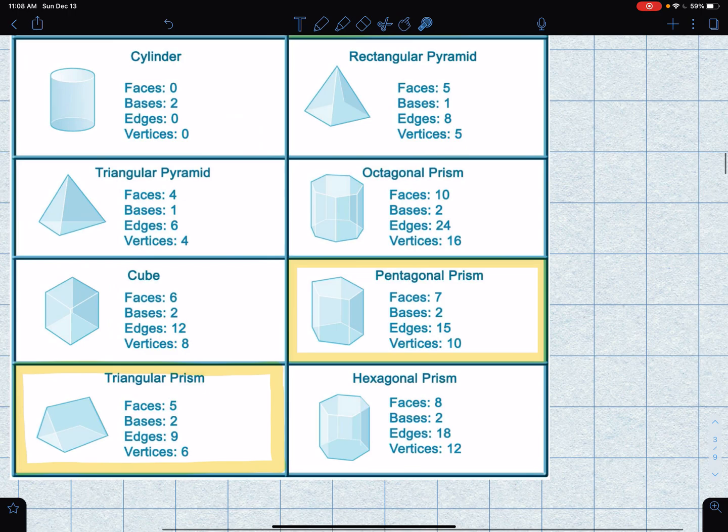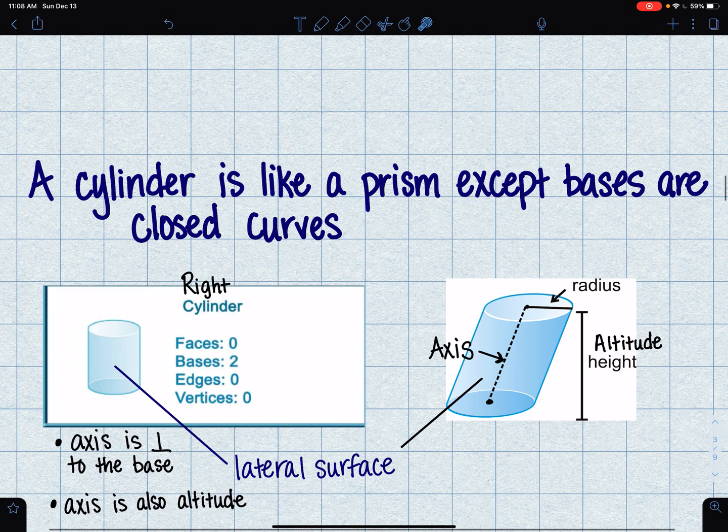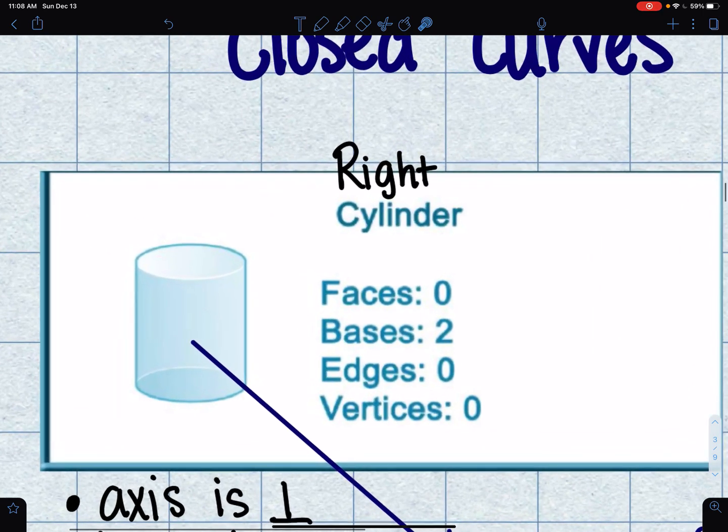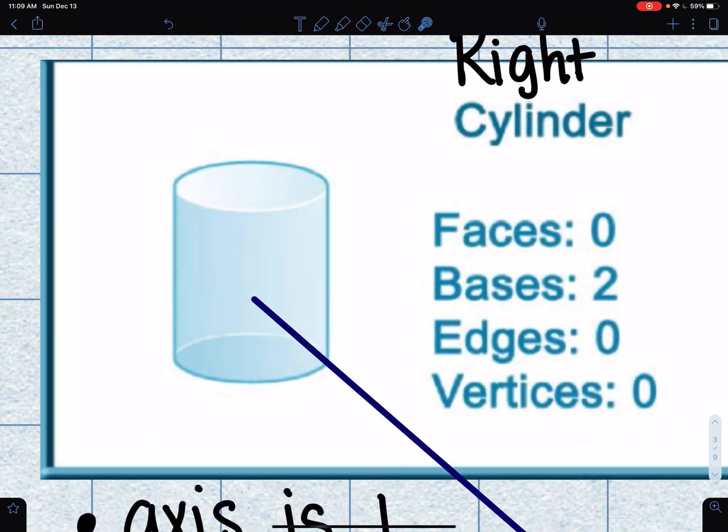What about a cylinder? Then it says to go over a cylinder. A cylinder is like a prism, except the bases are closed curves. So this is not sort of a polygon, it's just a circle. It's a circular shape. And you can have a right cylinder, and that means that the face of it, no, they don't measure it from the face. What they do is they measure it from the axis. So let me show you the axis.